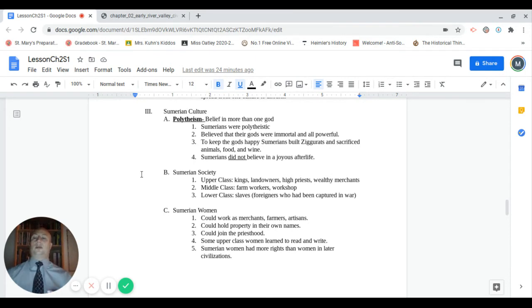Capital letter B, we'll talk about how Sumerian society is structured. Well, the social classes would be as follows. The upper class, you'd have people like the king, his family, wealthy landowners. Sometimes those are referred to as nobles. You'd have your high priests or your religious leaders, and you'd have your wealthy merchants. Merchants are people who buy and sell things. They're like your top traders.